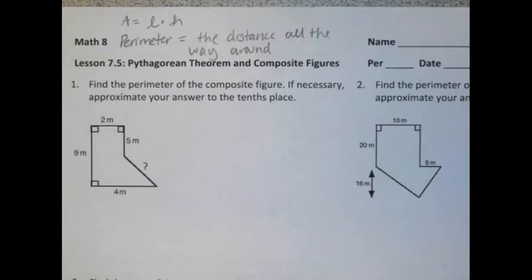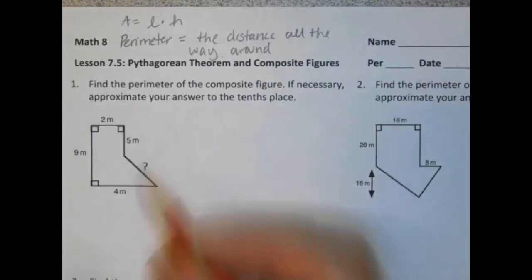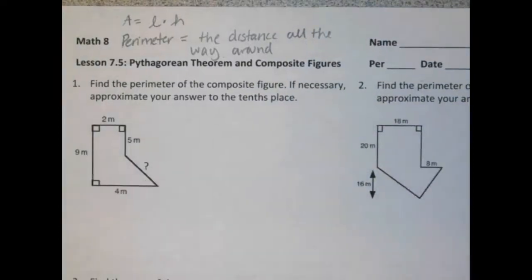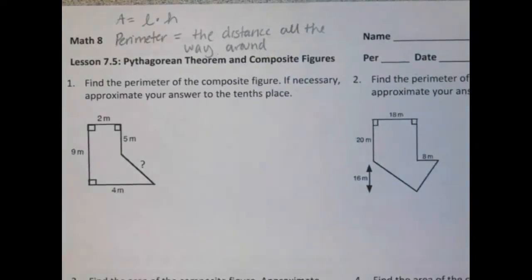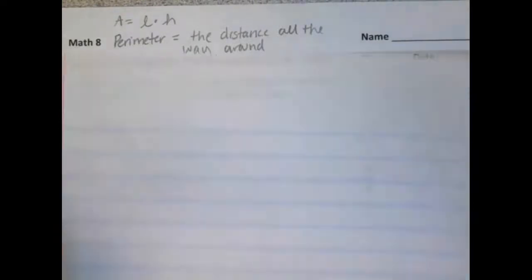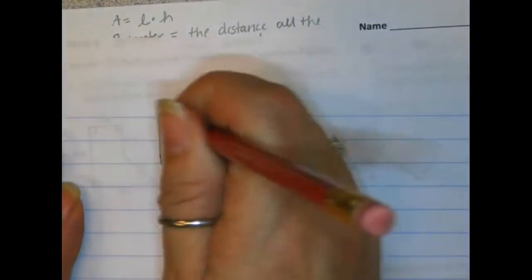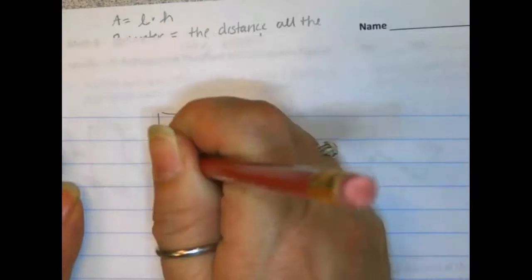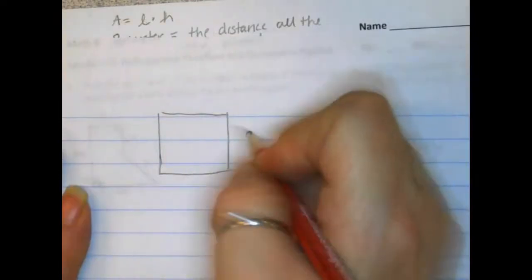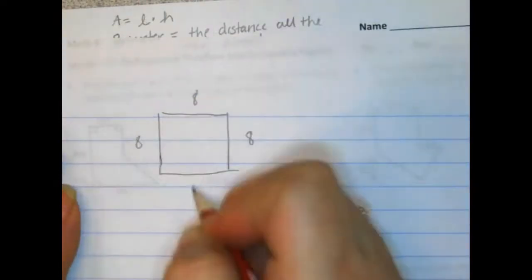All right, so the square has 4 equal sides. What about a rectangle? Is there any equal sides in a rectangle? No? You don't have any equal sides? Okay, so here is a square. This measures 8, this measures 8, this measures 8, this measures 8.